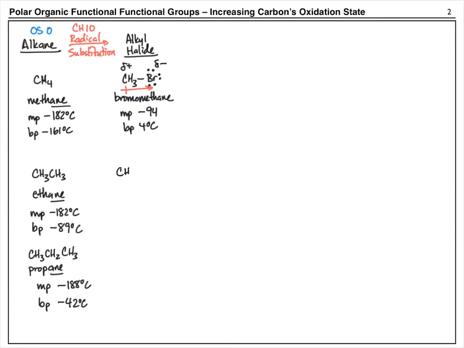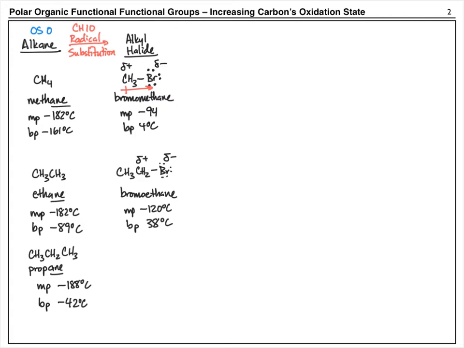So let's go down and do the same for these alkanes as well. So we're going to substitute out CH3, CH2, again delta minus, delta plus. This is called bromoethane. The melting point is negative 120. The boiling point is now 38.